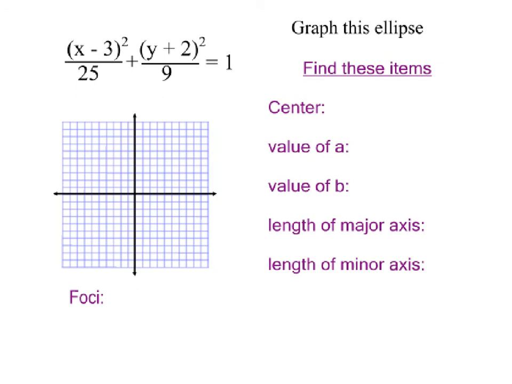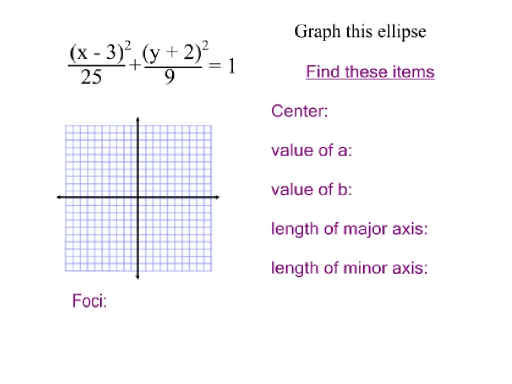All right, so we'll start with an equation and graph one this time. Center, we need to find that. It's 3, negative 2. Let's write 3, negative 2. That's our center. Value of A, we know that A is underneath the x, so that's 5. And then the other one is 9, the square root of that is 3. So we know in the y direction we have a smaller radius, in the x direction we have a larger one.